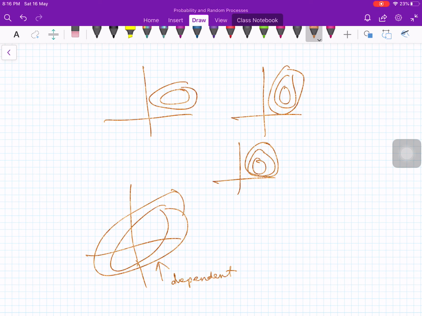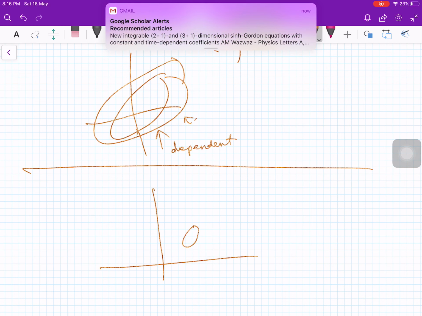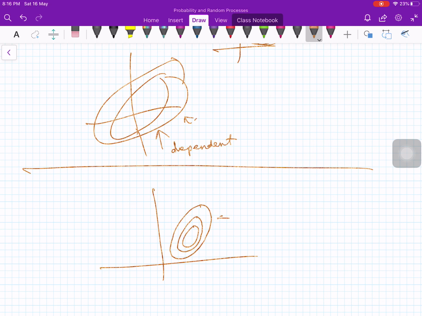So if you have a contour plot that has, let's say, a shape of this kind, this indicates some kind of dependence between your two random variables. So again, let me write on a fresh page. So this indicates some kind of dependence between two random variables.